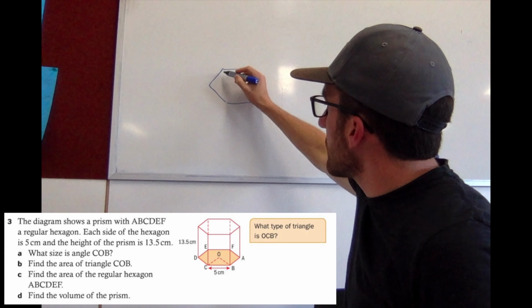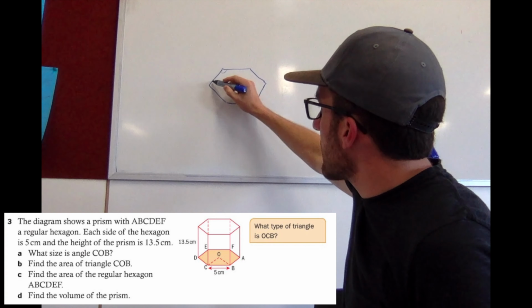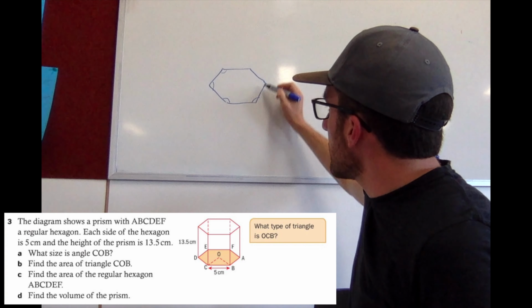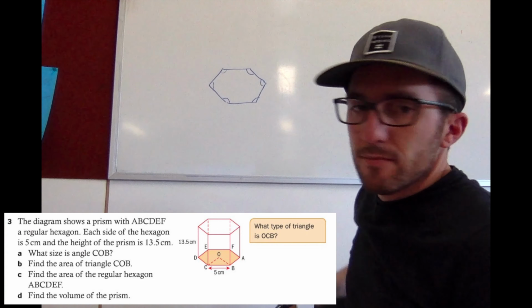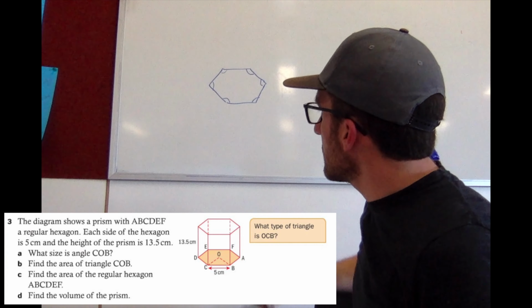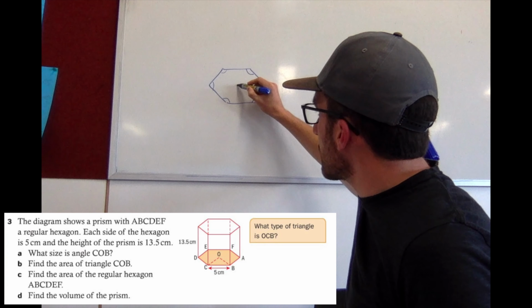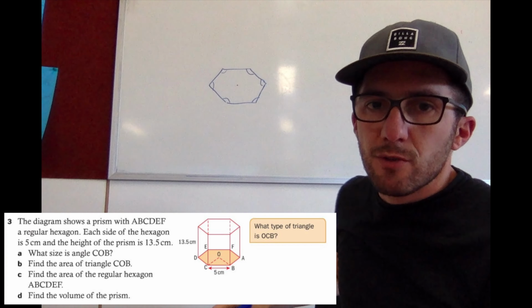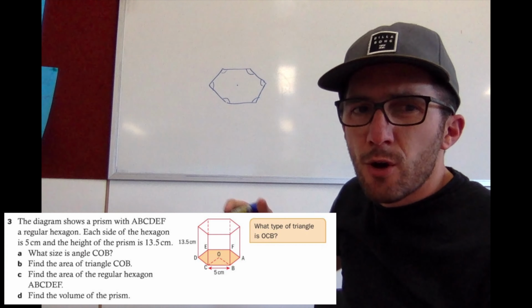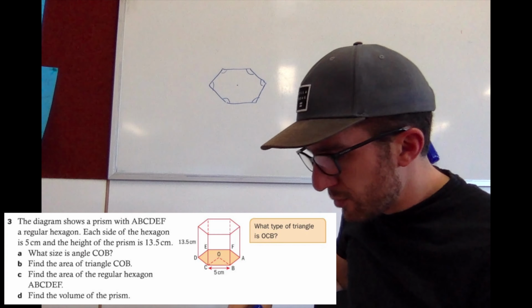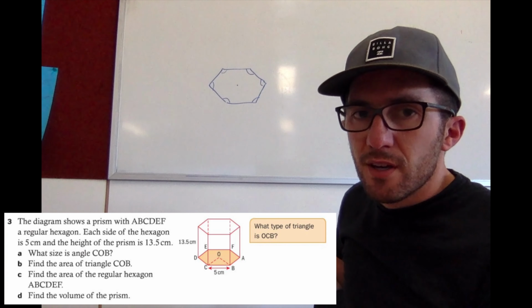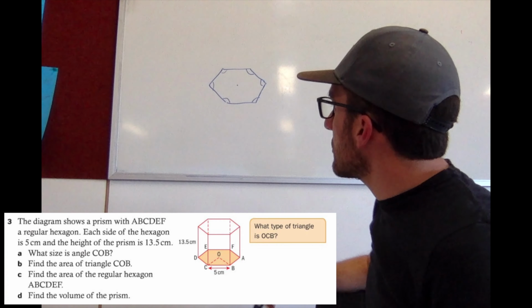Which means that all of these angles around the outside are the same size. And that point O in the middle, I checked with Mr. Barker, he said, yeah, you need to assume that's the origin point. The fact that it's O as well is a bit of a clue that that's the origin point. So we can assume that that is right in the middle of our hexagon.